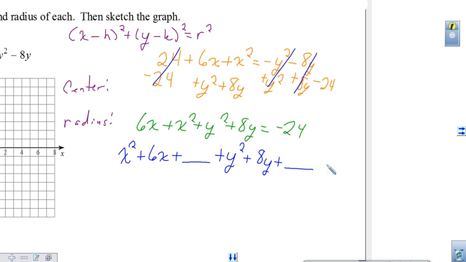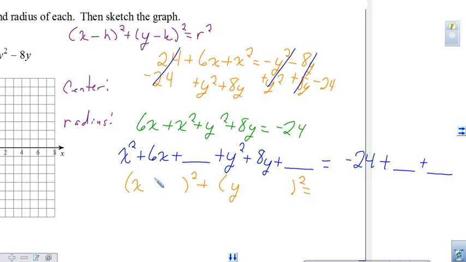Let me make sure I got enough room here. Equals the number plus 2 blanks. Okay? It's always going to look like this. x squared plus something x plus a blank, plus y squared plus something y plus a blank, equals a number plus blank plus blank. Okay? After this, it's always going to turn into standard form. Equals a number. So we need to fill this in.